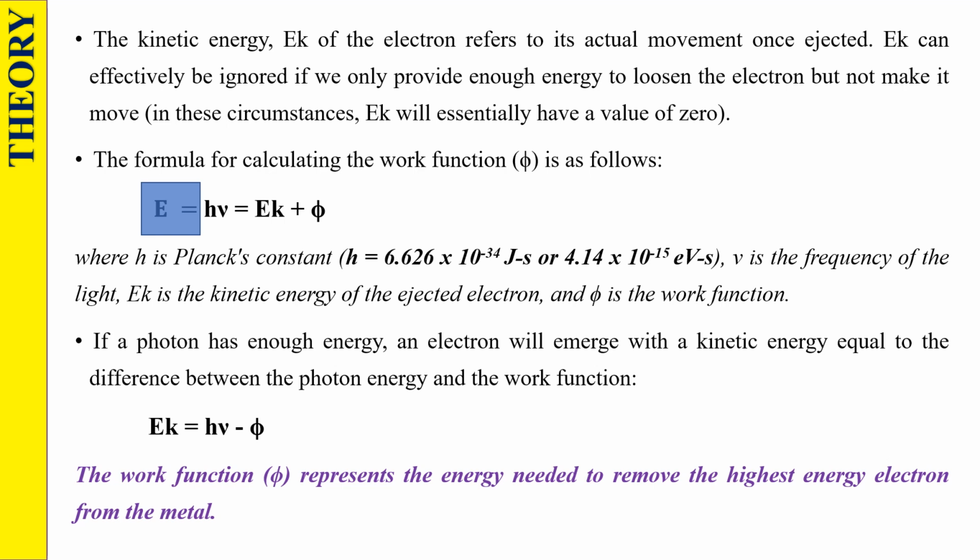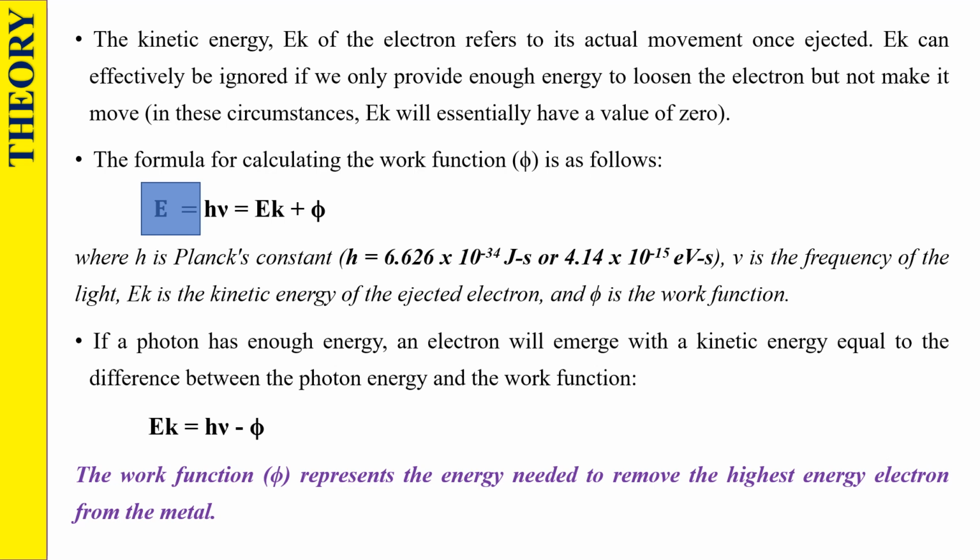Okay, so we can see that E is equal to hv as we have written earlier, and it's also equal to Ek, the kinetic energy, plus phi, which is the work function. The Planck constant, h, is given in joule seconds and electron volt seconds. It is 6.626 times 10 raised to power minus 34 joule seconds, or 4.14 times 10 raised to power minus 15 electron volt seconds.